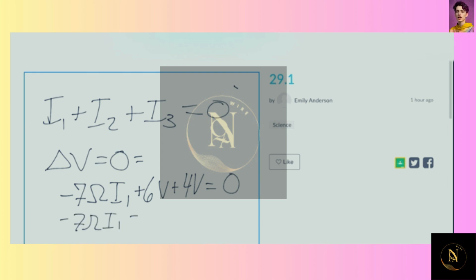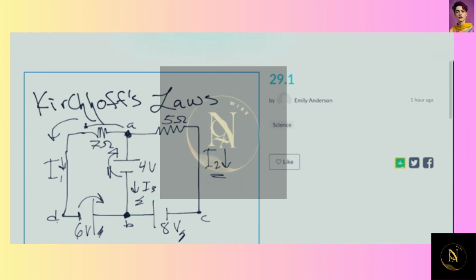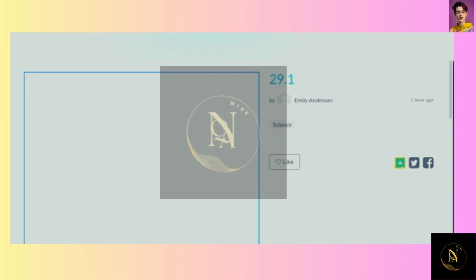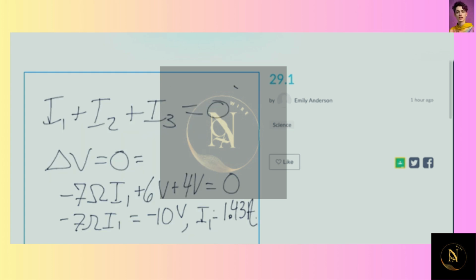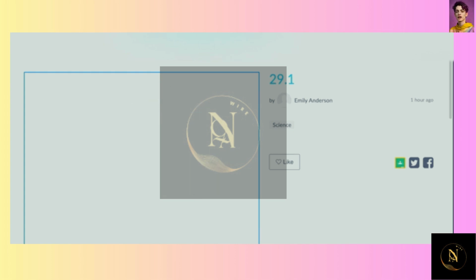All right, and I'm going to do something similar to find the second current, I2. I'll be using a loop. Let's do A, C, B back to A. So we have 5 times I2. It's going to be negative again because there's a drop. So we have negative 5 ohms I2 plus my 8 volts plus my 4 volts equals 0.